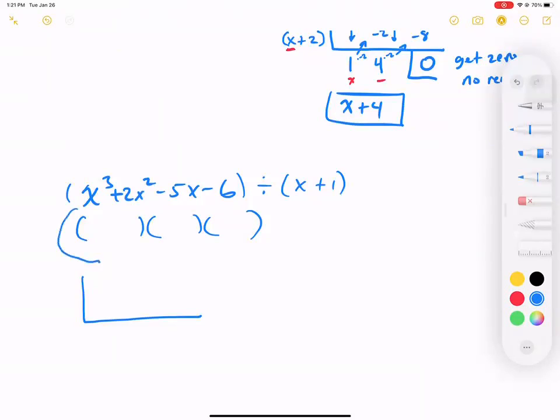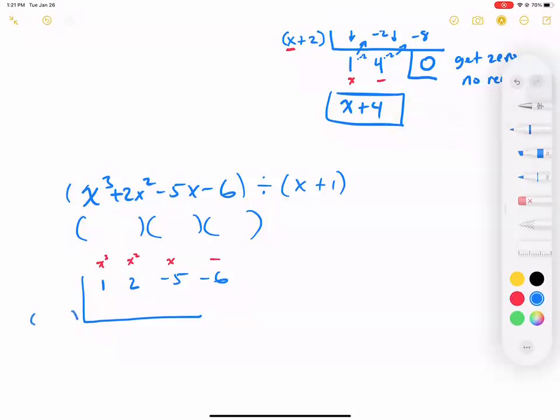Our coefficients in the front are going to be 1, 2, negative 5, and negative 6. Remember, these are positions. This is an x cubed. I have 1x cubed. I have 2x squared. I have 1x and I have a constant. So the positions matter. And the reason why synthetic division works is because I'm saying, hey, the first position is going to be x cubed. The second is going to be x squared. The third one, it's just placeholders.